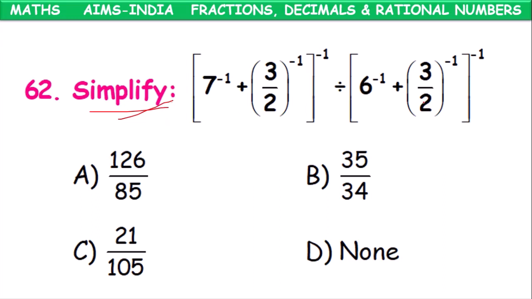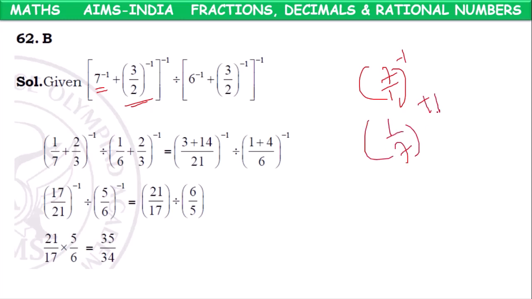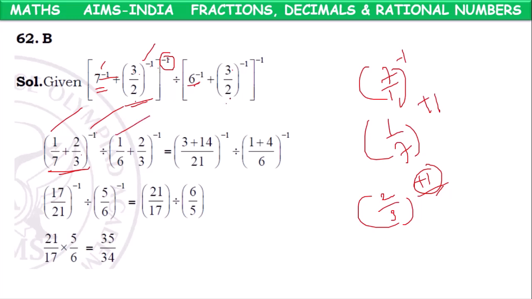Next, simplify. Same model. 7 power minus 1 plus 3 by 2 whole power minus 1, whole power minus 1. 6 power minus 1 plus 3 by 2 whole power minus 1, whole power minus 1. We have to simplify. 7 power minus 1 means 7 by 1 whole power minus 1. We can keep it by 1. So, if we interchange, it will become 1 by 7 whole power plus 1. So, 1 by 7, plus 1 no need to mention. 3 by 2 whole power minus 1 will become 2 by 3 whole power plus 1. Plus 1, no need to mention. 2 by 3. Whole power, again this minus 1 is there. This minus 1, they have gone due to interchanging. Whole power minus 1 is there. This 6 power minus 1 is also 1 by 6. 3 by 2 whole power minus 1 is also 2 by 3. Whole power minus 1 is remaining.